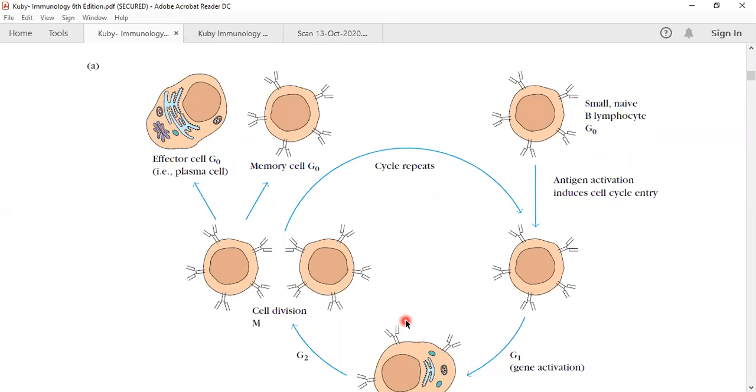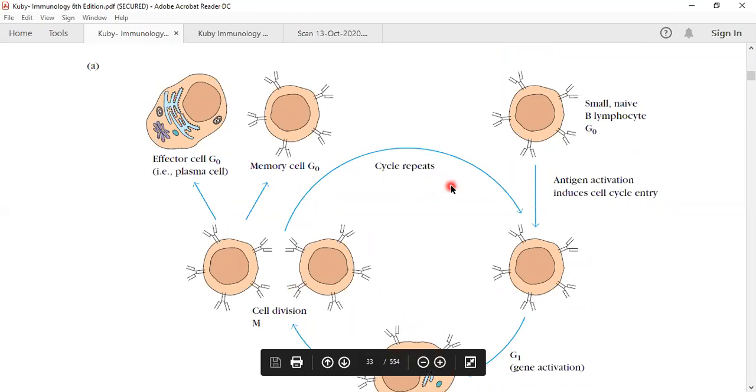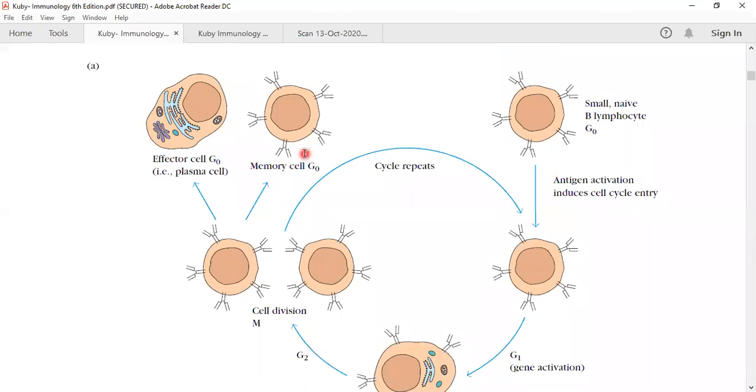Now, each time when a B or T cell starts a cell cycle, two cells will be generated, of which one is an effector cell and one is a memory cell.